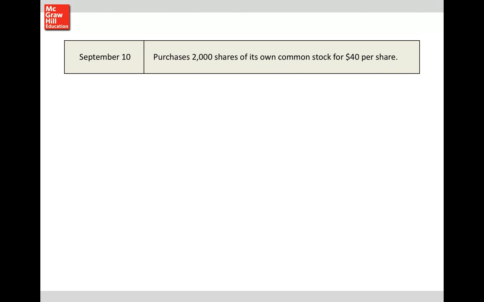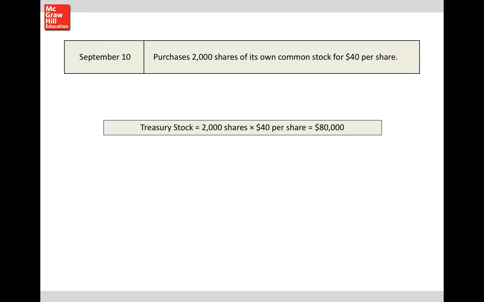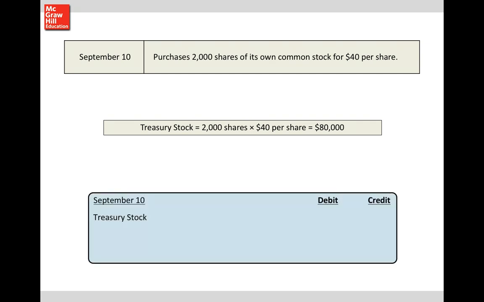Now on September 10th, we purchased 2,000 shares of our own common stock for $40 per share. So our Treasury stock is going to be 2,000 shares times $40 per share, or $80,000. This is what that's going to look like in the transaction. You're going to debit Treasury stock and credit cash, both for $80,000. This is us purchasing Treasury stock.